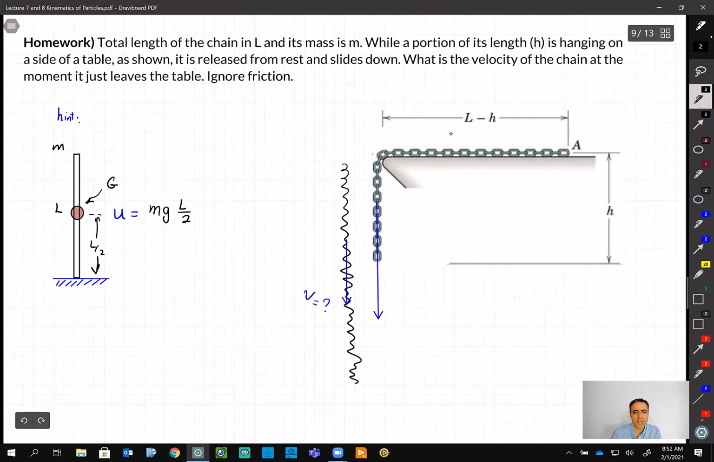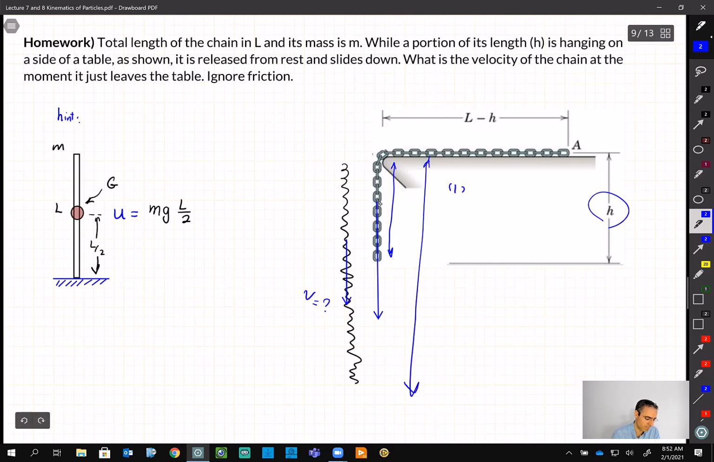So we can use the same concept for this chain. You need to calculate this energy when we are in this position, position 1, where this length is just h, and then position 2, where the whole thing is going to be L. Okay, I guess you got the idea how you can solve it.